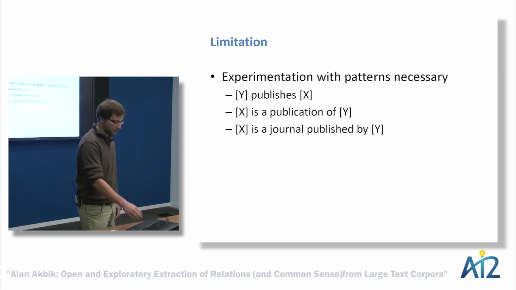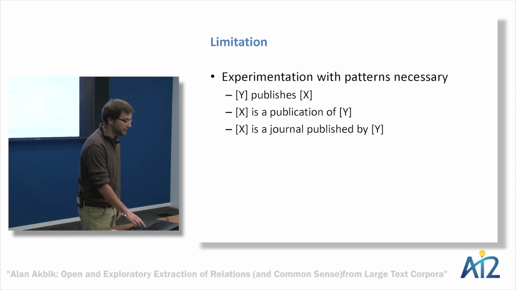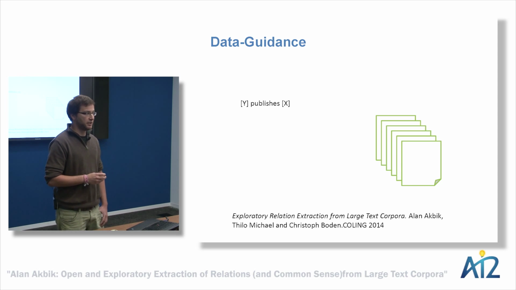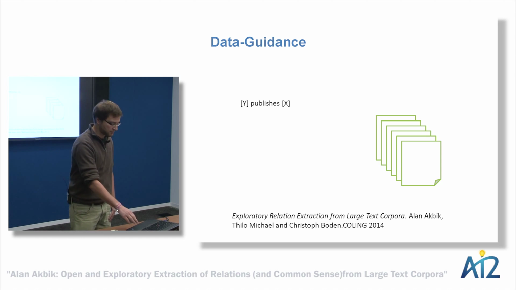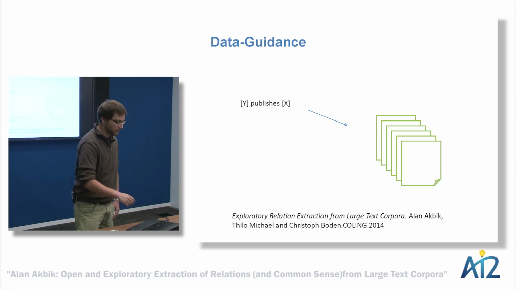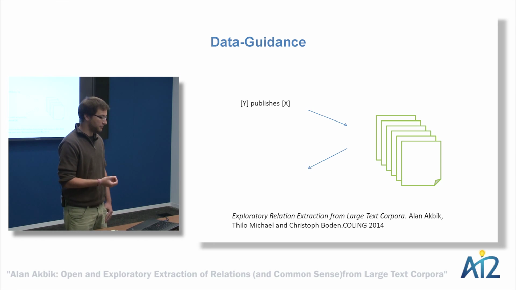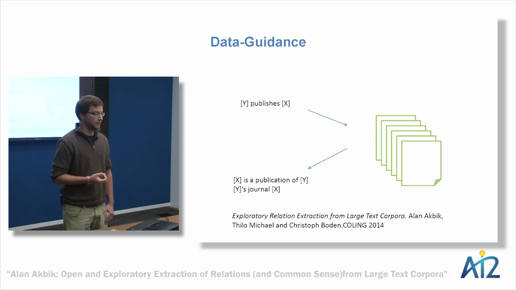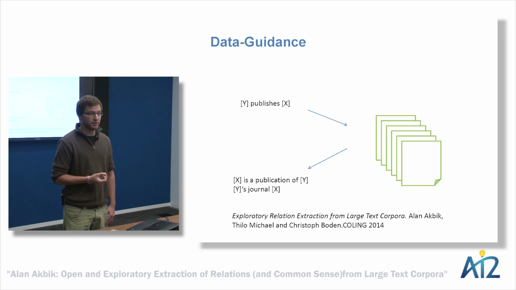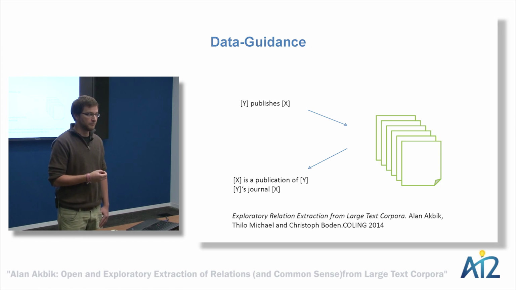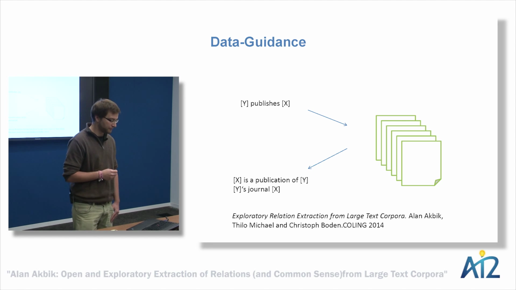And so for this reason, we started looking into more data-driven, data-guided approaches. What if I define a pattern that I like, Y publishes X? I run this against the corpus, and the corpus, through statistics, returns to me correlating patterns, such as X is a publication of Y, and another one, Y's journal X. The second pattern here, by the way, illustrates that patterns don't always have to include verbs, of course, right? Y's journal X is mediated through a noun, but that doesn't matter because we are using subtrees anyway. So we're not limited to verbs.